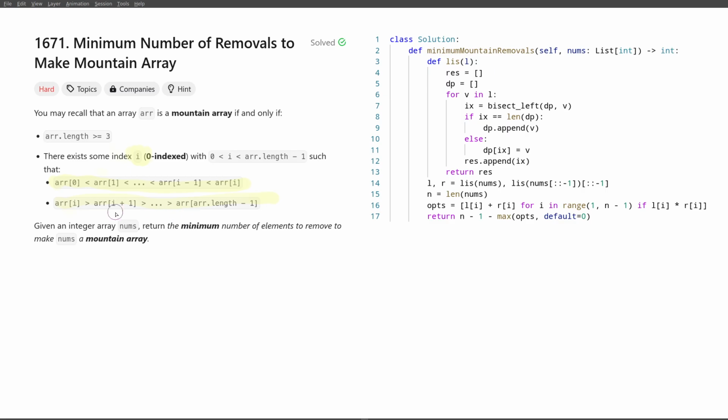We want to have that the elements that are left in the array up to the position that we choose, up to the ith position, should be strictly increasing. So the question is, what is the longest such subarray that we can create? Subsequence, because it doesn't have to be continuous. And this is a well-known problem. This is the longest increasing subsequence problem.